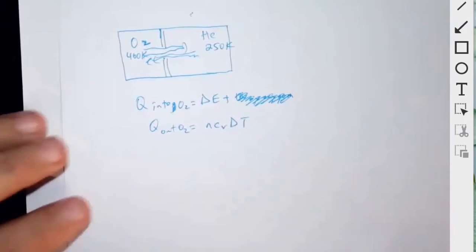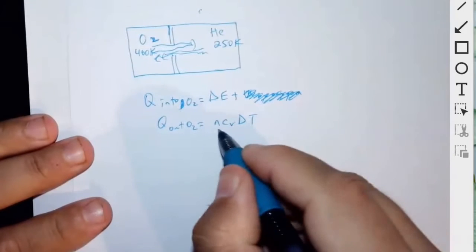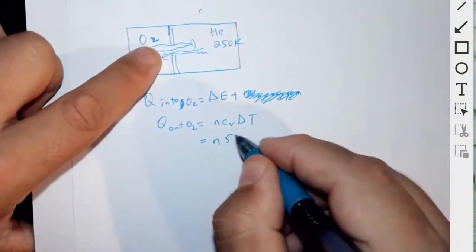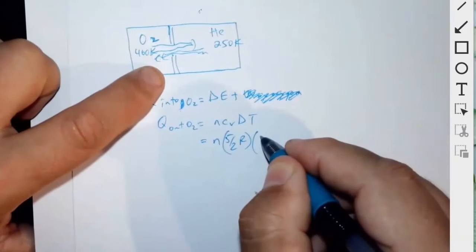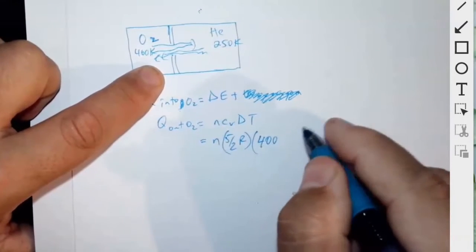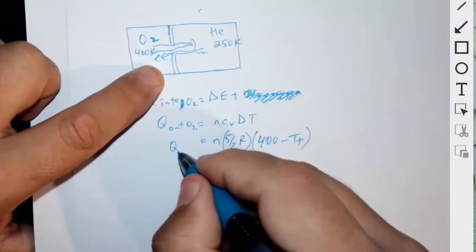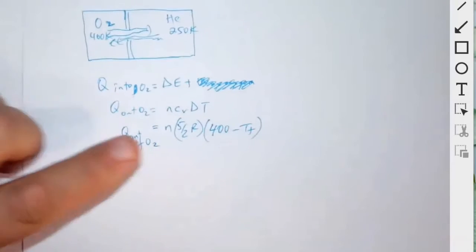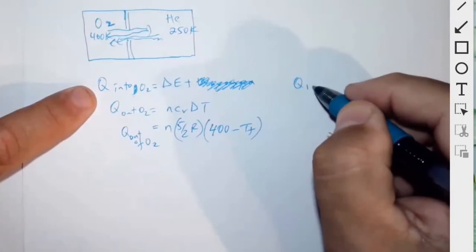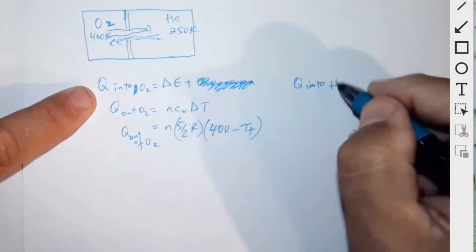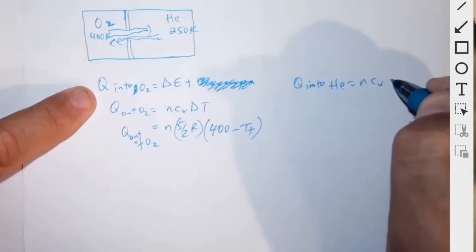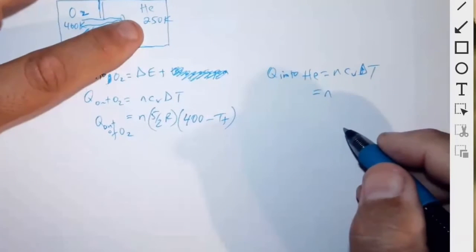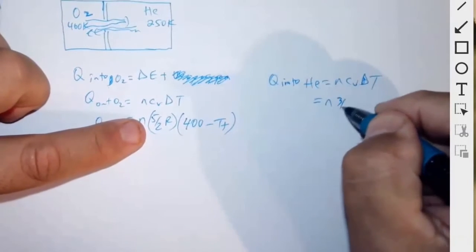Okay, so now the Q out of the oxygen is going to be nCv delta T. And here's where the Cv of the oxygen comes in. This is diatomic, so 5/2 R, and then the T initial of the oxygen minus the T final. And the Q into the helium is nCv delta T of helium, and the Cv of the helium is 3/2 R.